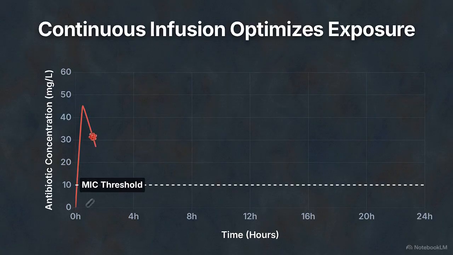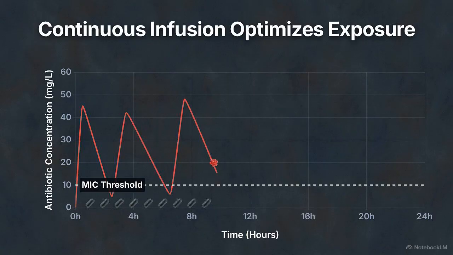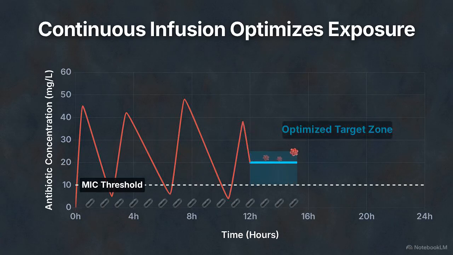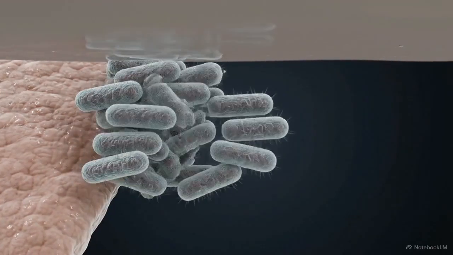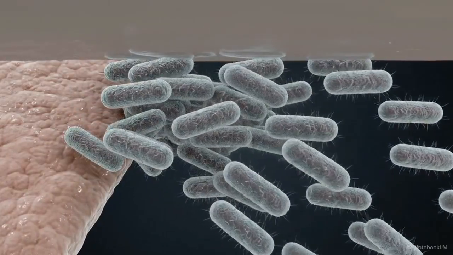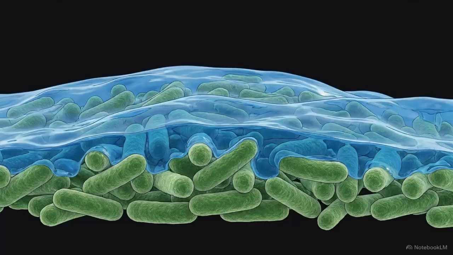Achieving consistent time above MIC is difficult in severe sepsis. Patients have erratic pharmacokinetics. Their bodies clear drugs at unpredictable rates. To solve this, clinicians avoid intermittent boluses. Instead, they run continuous intravenous infusions to lock the concentration exactly where it needs to be. If the concentration drops below the MIC, the bacteria immediately resume their growth, leading to treatment failure and selecting for resistant strains. For time-dependent agents, lethality requires relentless, sustained pressure rather than overwhelming force.